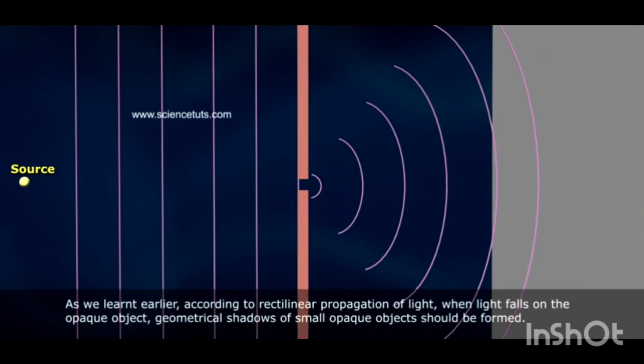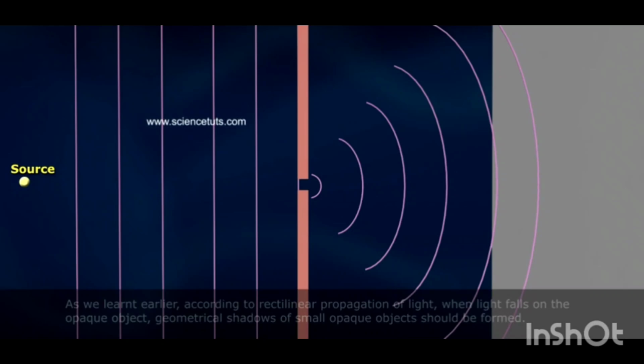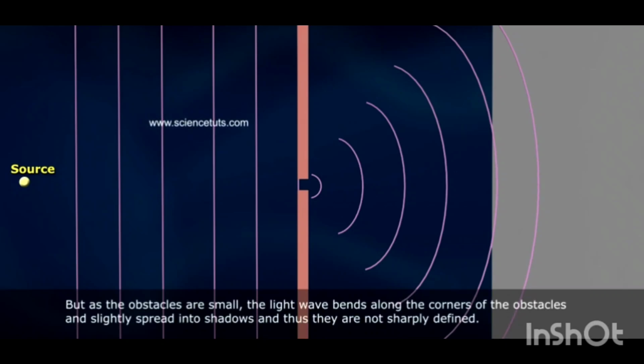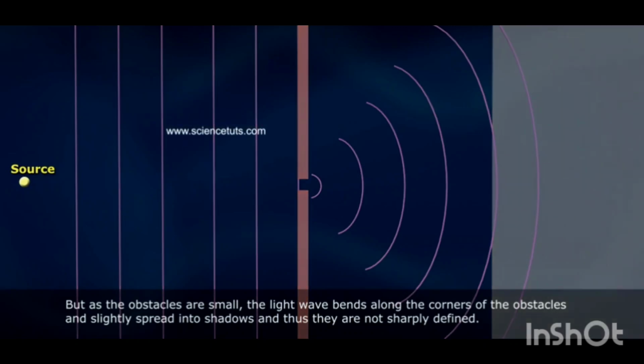As we learnt earlier, according to rectilinear propagation of light, when light falls on an opaque object, geometrical shadows of small opaque objects should be formed. But as the obstacles are small, the light wave bends along the corners of the obstacles and slightly spreads into the shadows, and thus they are not sharply defined.